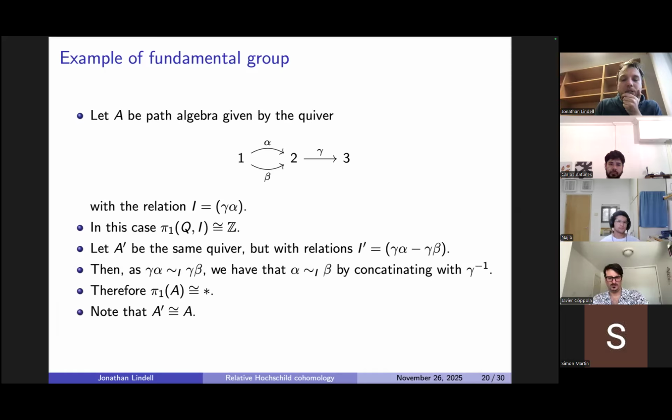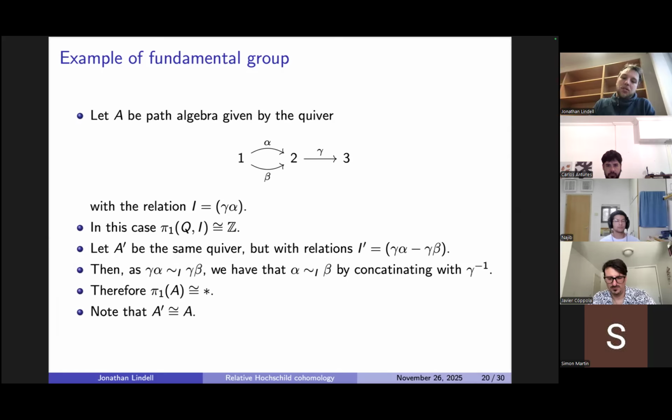But the interesting thing here is that one can notice these two algebras are isomorphic. So unfortunately, the fundamental group is not invariant under isomorphism.